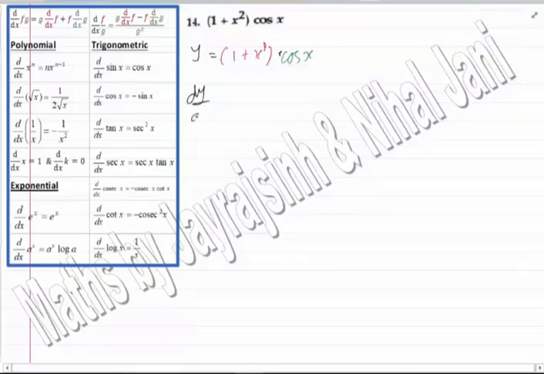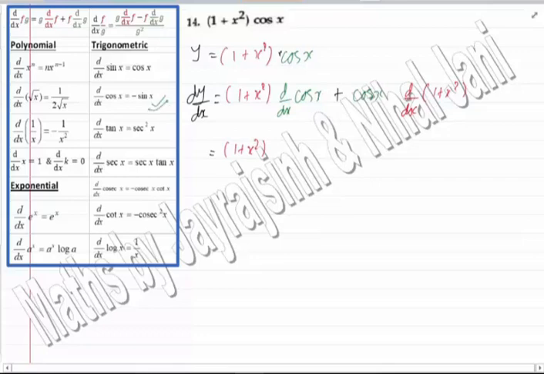To differentiate with respect to x, we just have to apply multiplication rule. So let's do it. 1 plus x square is as it is. We will differentiate cos x first. Then cos x will remain as it is. We will differentiate 1 plus x square. Right? So let's do this. 1 plus x square as it is.